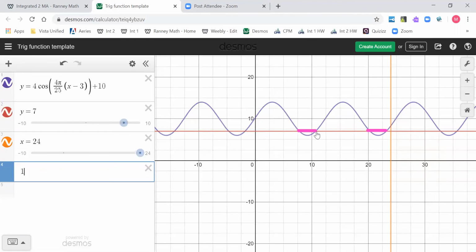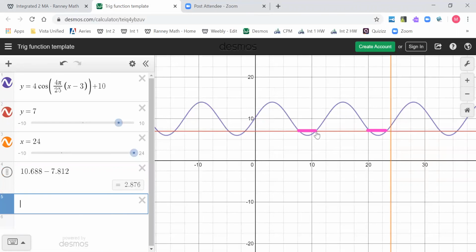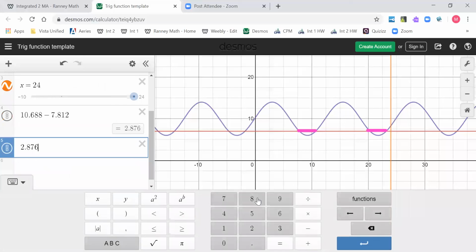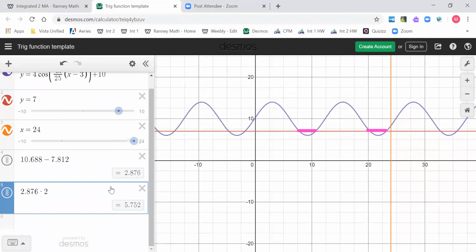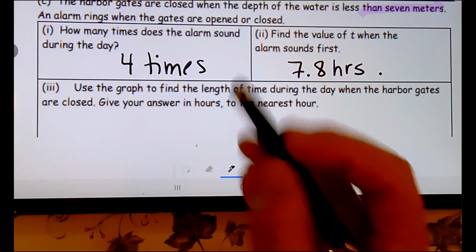So 10.688 minus 7.812. That's going to be 2.876. That's the time here. And we don't have it once, we have it twice. These should be the same time. So I'm going to take that answer, 2.876, and times it by 2, and I end up with 5.75, and they wanted us to round it to the nearest hour, so that's going to be 6 hours.